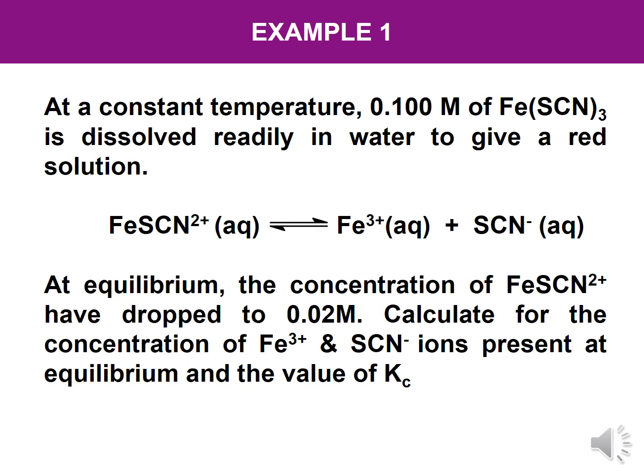Example 1. At a constant temperature, 0.100 molar of iron thiocyanate ion is dissolved readily in water to give a red solution. Iron thiocyanate ion produces iron positive 3 ion and thiocyanate ion. At equilibrium, the concentration of iron thiocyanate ion has dropped to 0.02 molar. Calculate the concentration of iron positive 3 ion and thiocyanate ions present at equilibrium and the value of Kc.